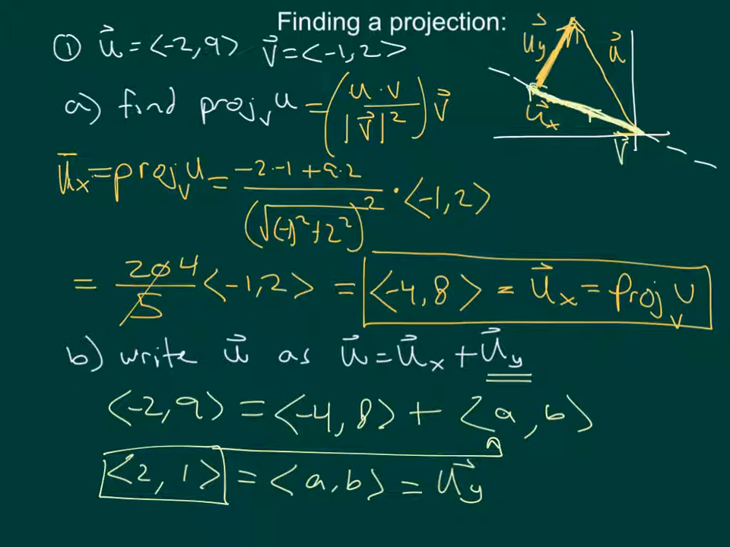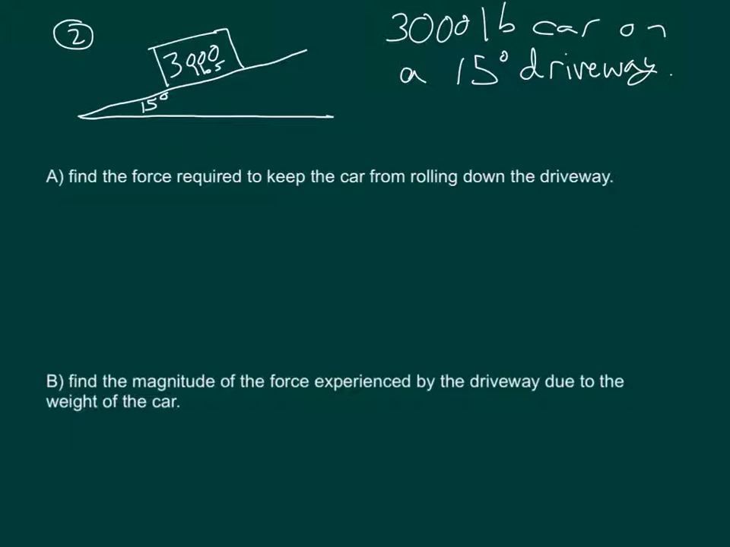The next problem has to do with a car on a driveway. So I'm going to work through one of the examples in the book. This is similar to number 49 in your homework here. Okay, so we've got this car sitting on a driveway. It weighs 3,000 pounds. It's a 15-degree driveway.